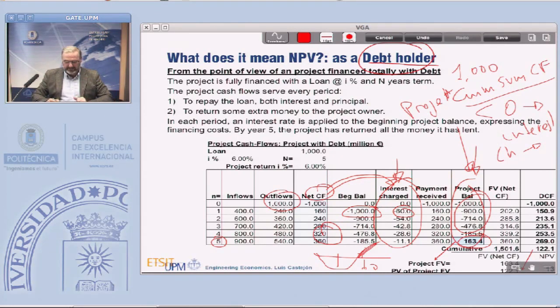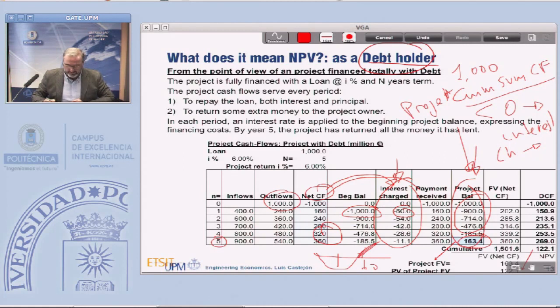So the idea is that we can also explain the meaning of net present value in the case a project is fully financed with a loan. In that case, if the NPV of this project is higher than zero, it means that we are able to pay all the interest we are going to be charged by the bank, and also we are getting more money because the net present value is higher than zero.